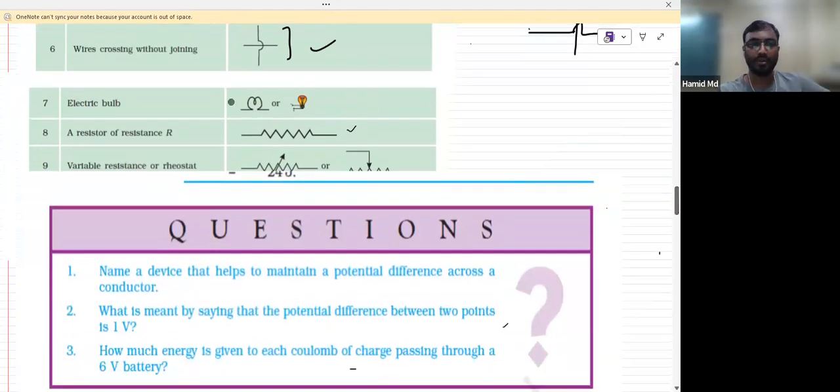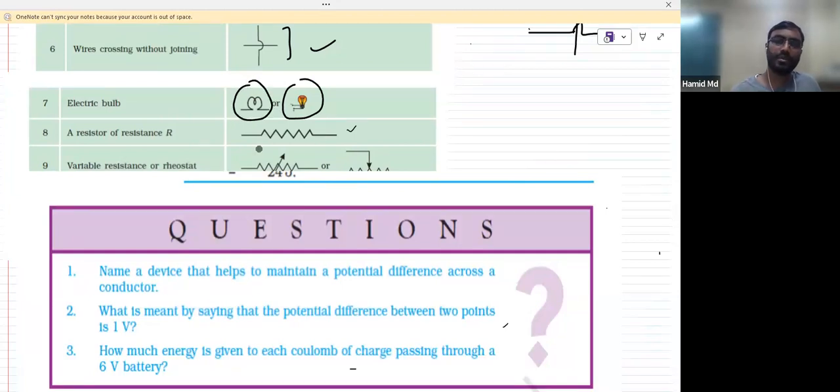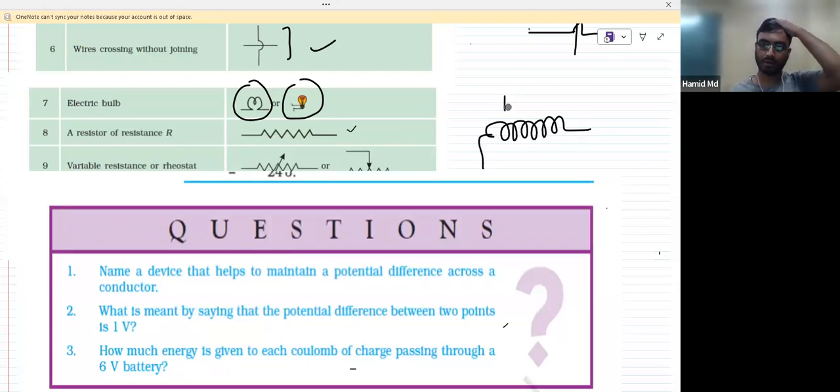We are a little bit fast. So there is a standard symbol for a bulb. Okay, we can use this symbol to show the bulb. This one is only for resistance. If you are trying to show any resistance like this, it will be wrong. This is something else called inductance. So this has another symbol. This is different from resistance.